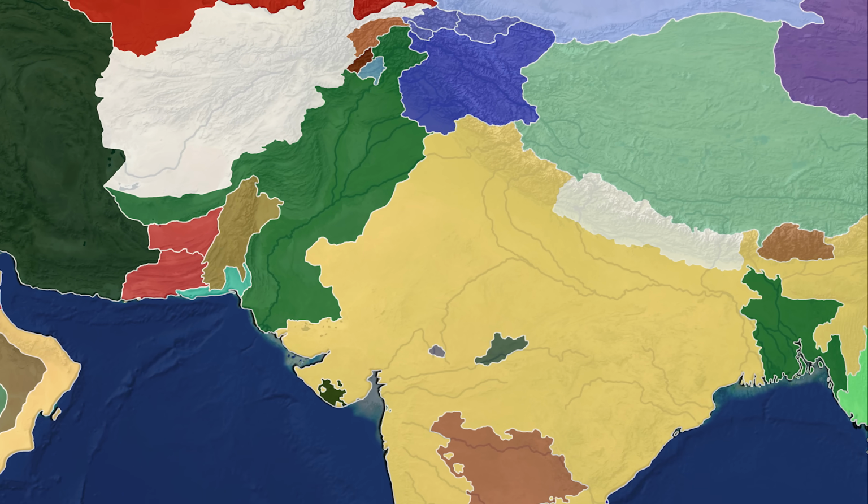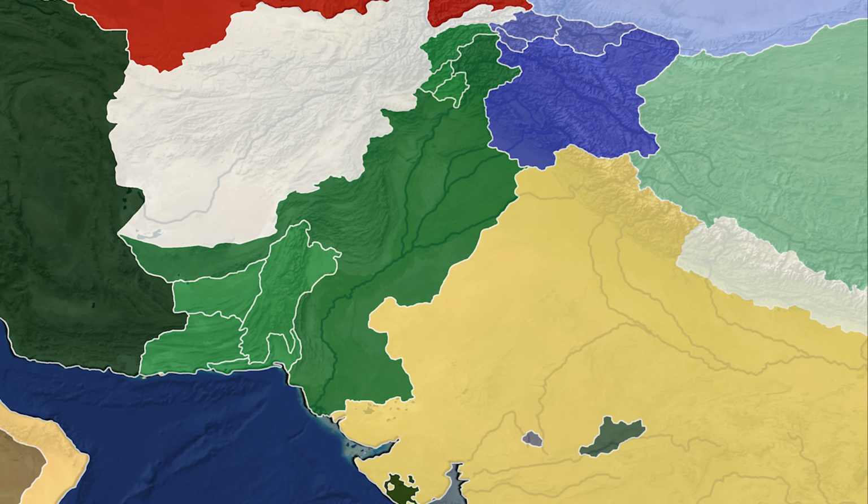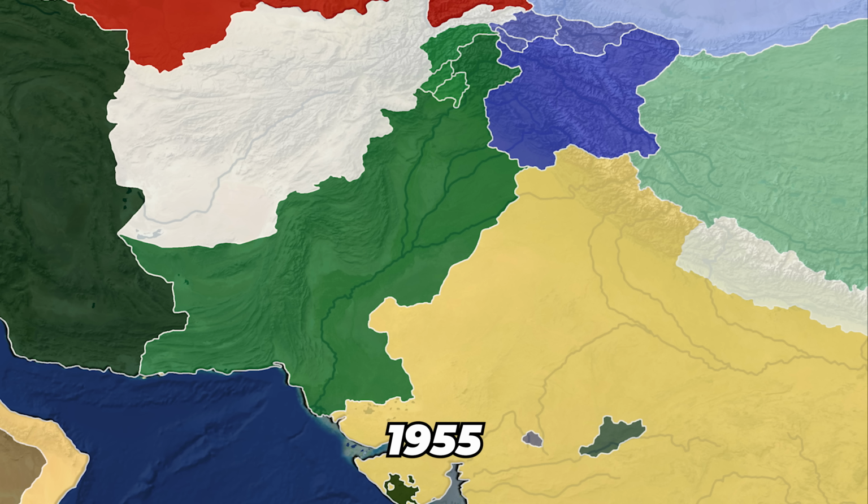In Pakistan there were some semi-independent states collaborating with Pakistan, and eventually all of these joined Pakistan. These are the Khanate of Kalat, Kharan, Makran and Las Bela, who only officially joined the country in 1955.